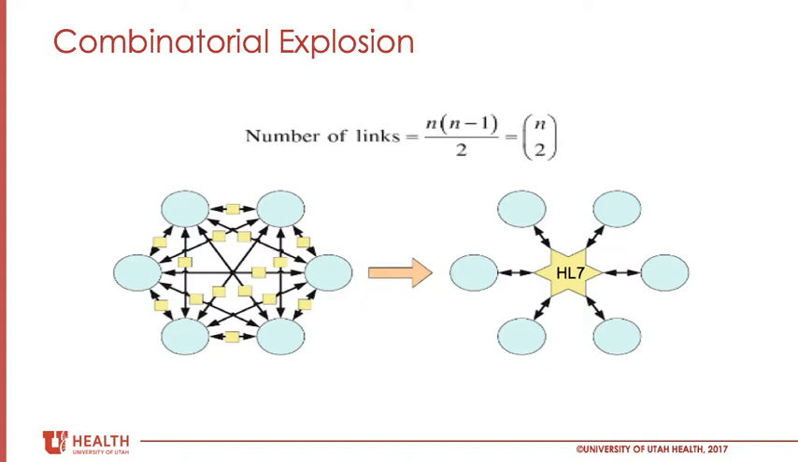If we see the graphic on the left side of the slide, we can see that linking 6 nodes requires 15 interfaces. And if we want to link like 100 nodes, we would need 4,950 interfaces to develop in order to link these 100 nodes. And this is known as the combinatorial explosion.